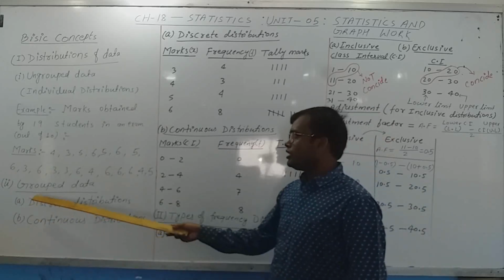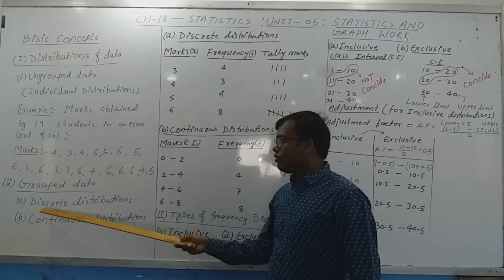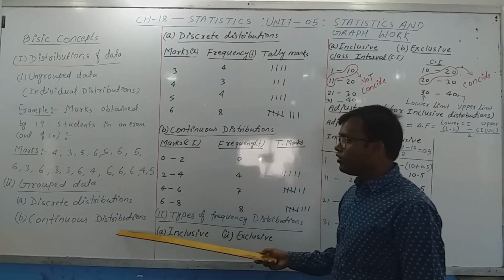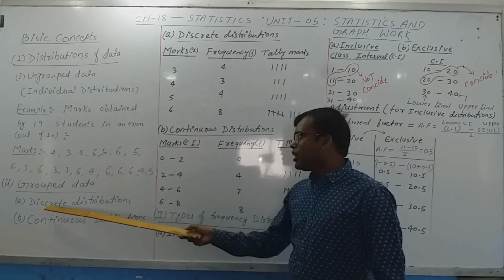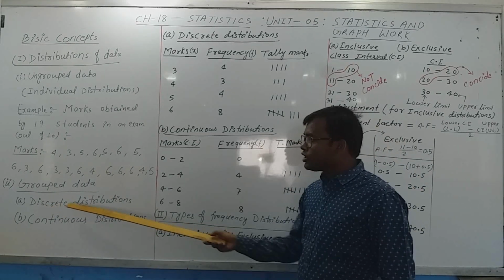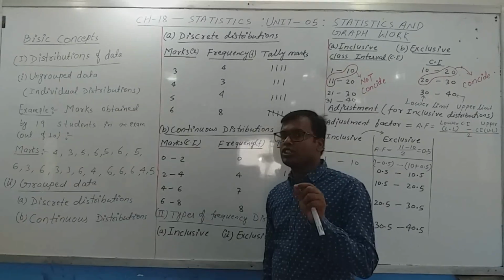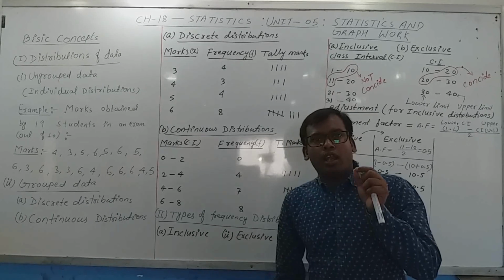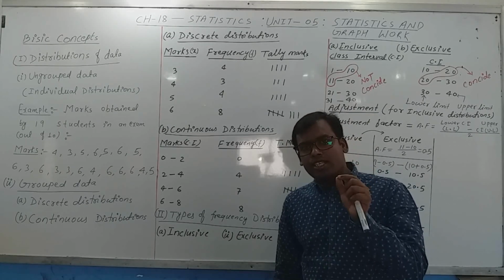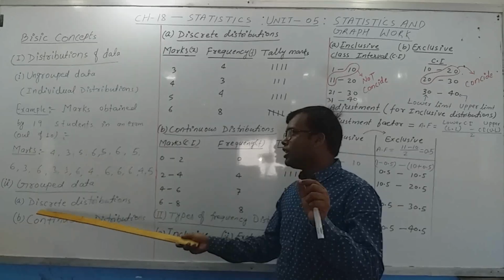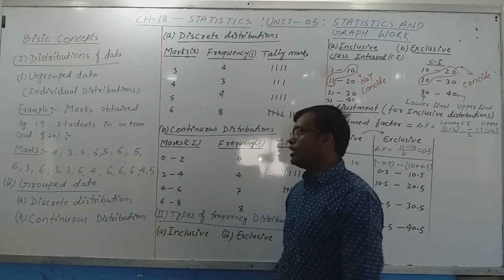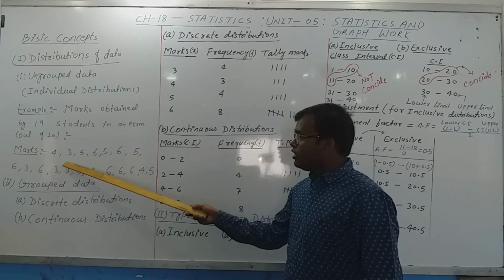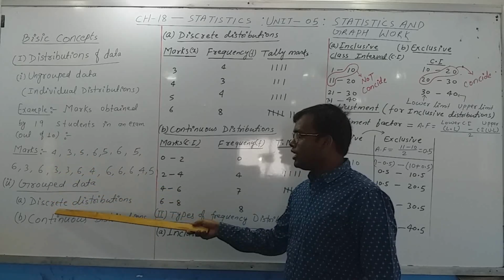And now the second one, it is the grouped data. There are two types of grouped data. One is called discrete distributions and the second one is continuous distributions. But in your book, discrete distributions and continuous distributions are both the same. But in higher classes, when you will learn about statistics, that time you will learn in a different format, that is the discrete and continuous. Now here it is the individual, and now how to convert these individual distributions into the discrete distributions.